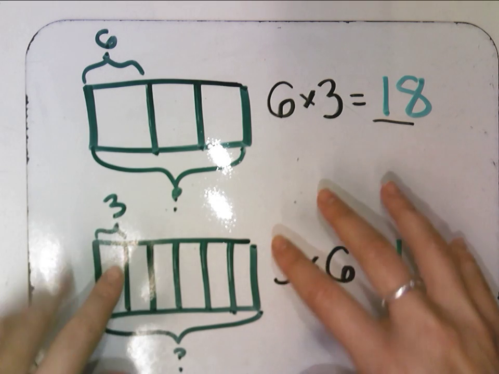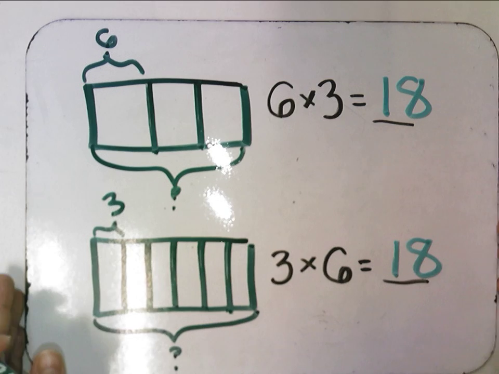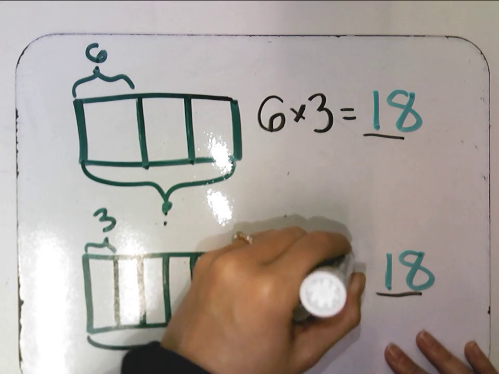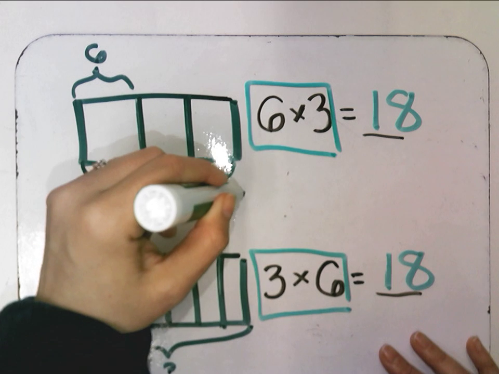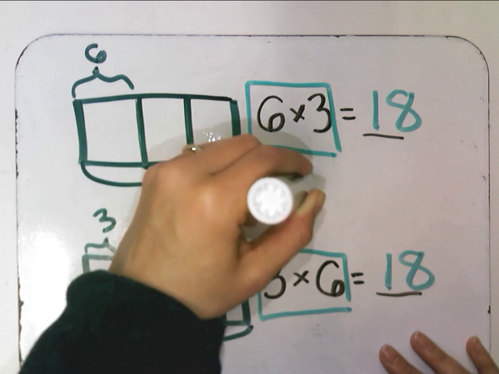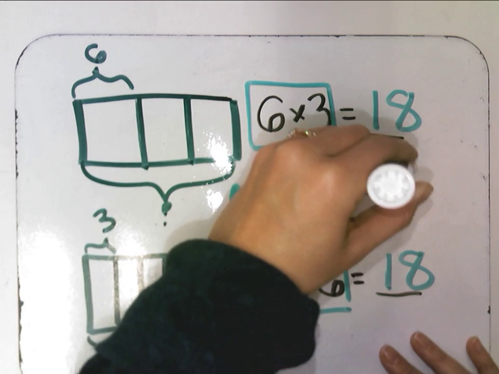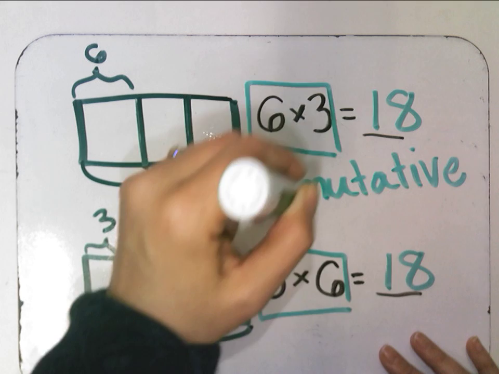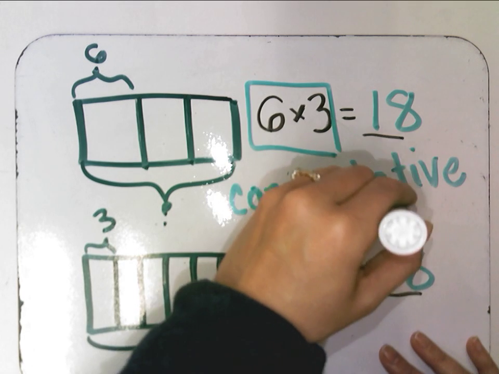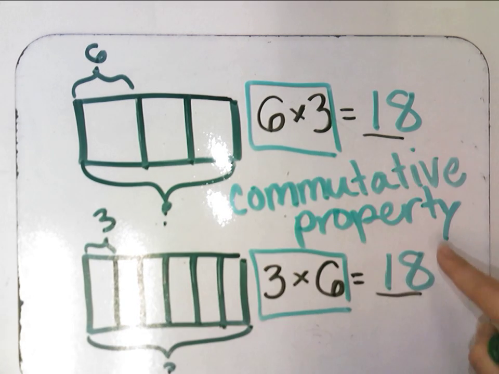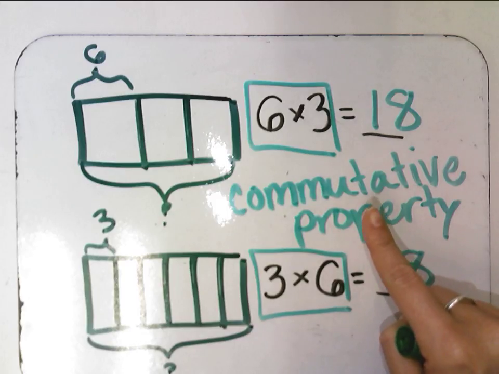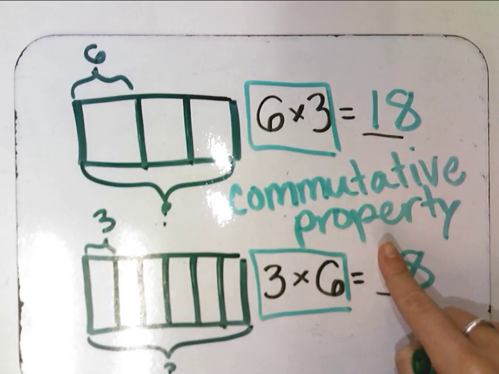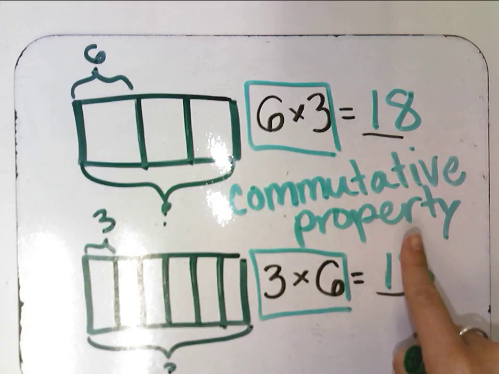This right here, finding the same multiplication fact but reversing the numbers, is called the commutative property. Does that sound familiar, friends? We learned about the commutative property in Module 1. There's a green poster on our math focus wall that tells you all about the commutative property.